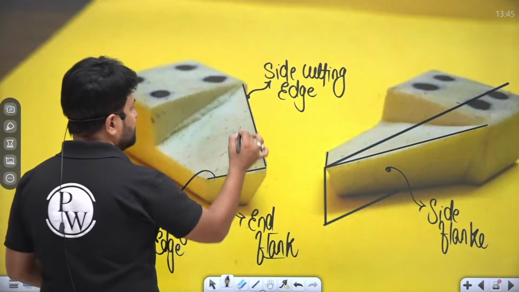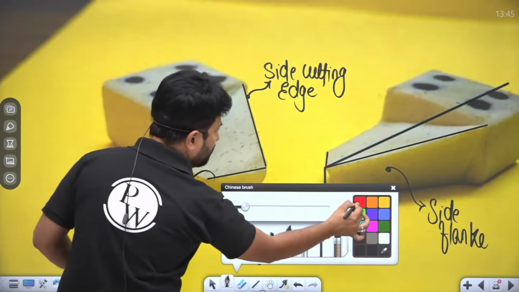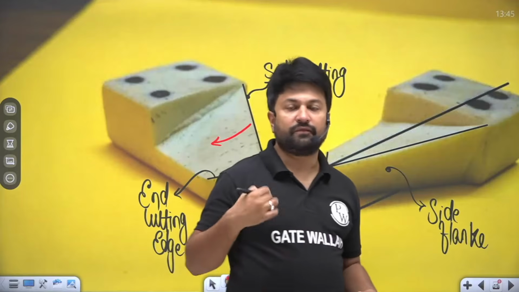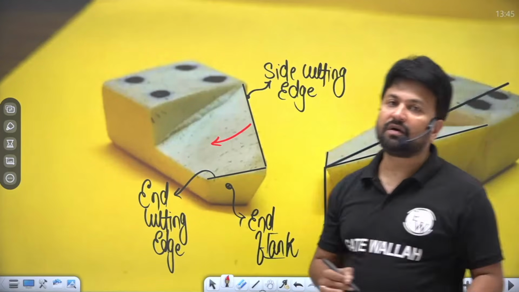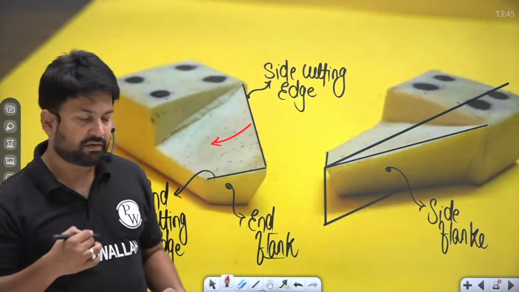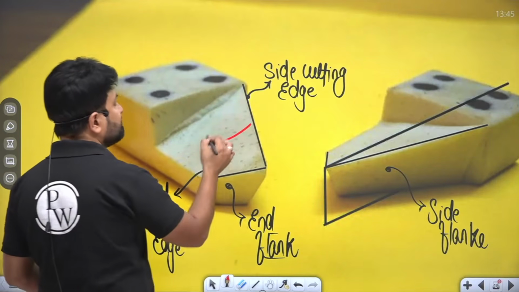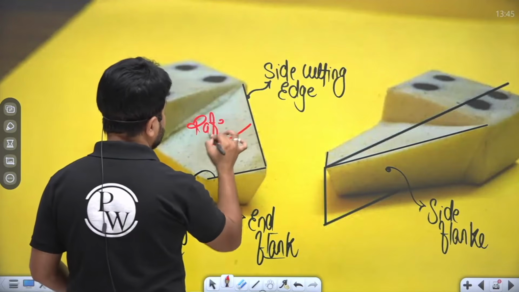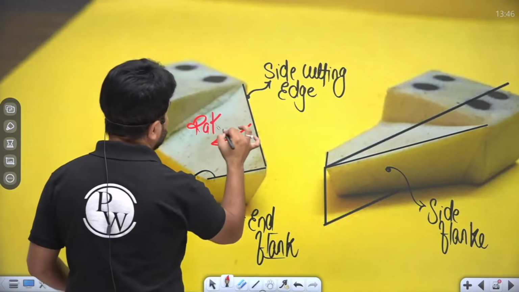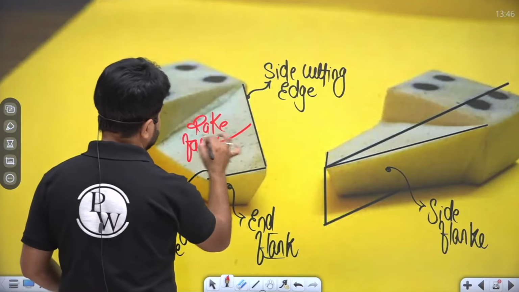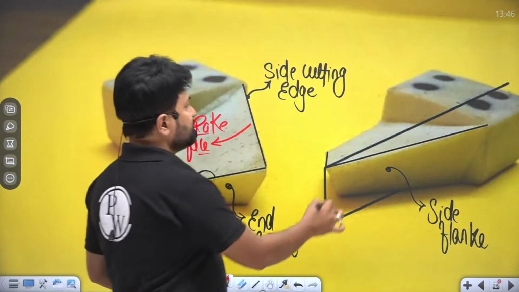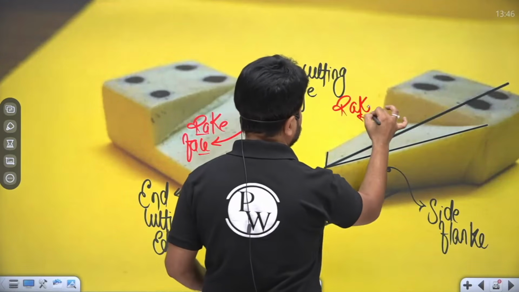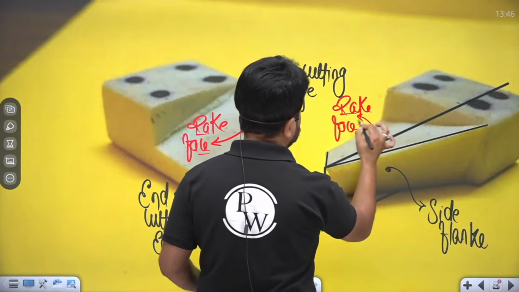Now the chip will flow along this face of the tool, and that surface of the tool where the chip is flowing is known as the rake face. Okay, rake face of the tool. So this top surface is known as the rake face, my dear. This is the rake face of the tool, right?